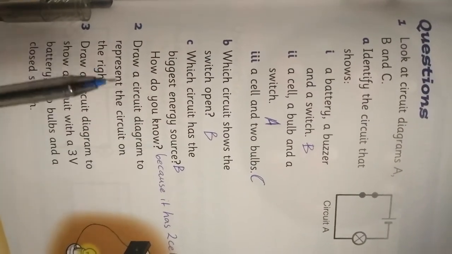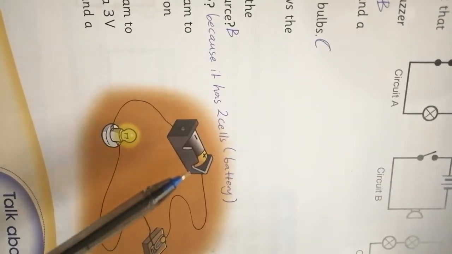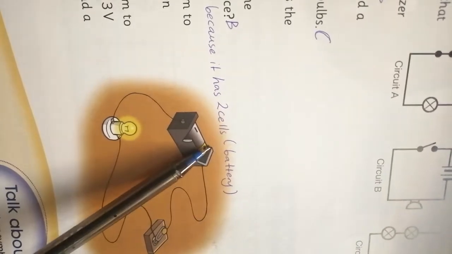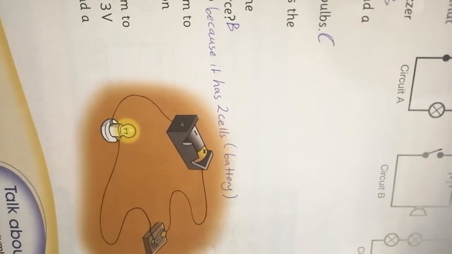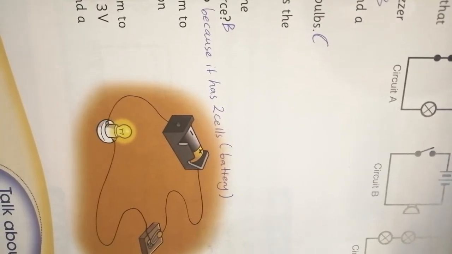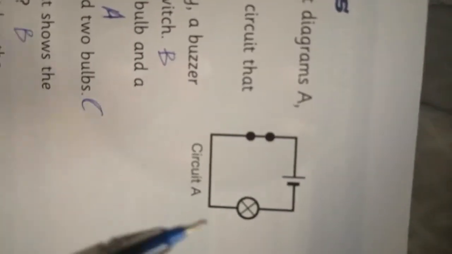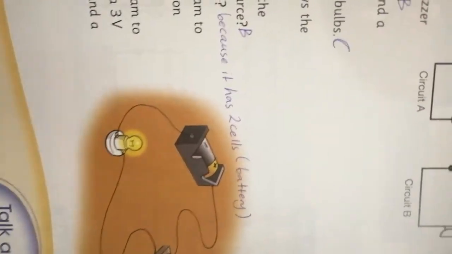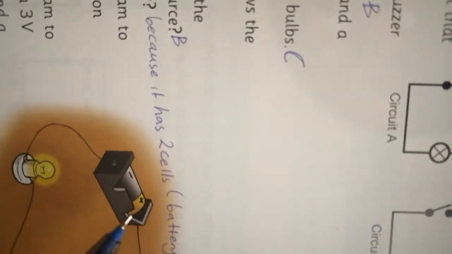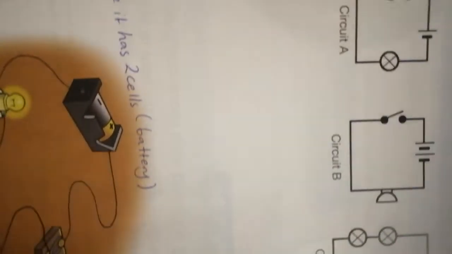Draw a circuit diagram to represent the circuit on the right. So here, look at the circuit. We have a circuit with a battery, wire, a closed switch, and a light bulb. So how are we going to draw this? If you want to draw it, you can, but you don't have to, because you know why? If you look at circuit A, it's the same. But here, we need to add another cell to make it a battery. So it's just like A, but we add another one. So it looks like this.